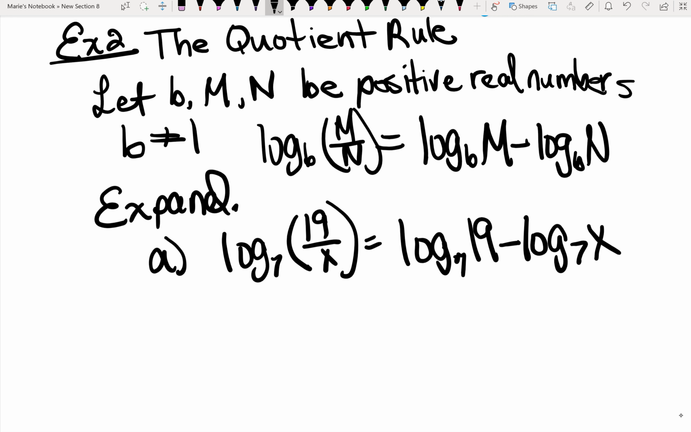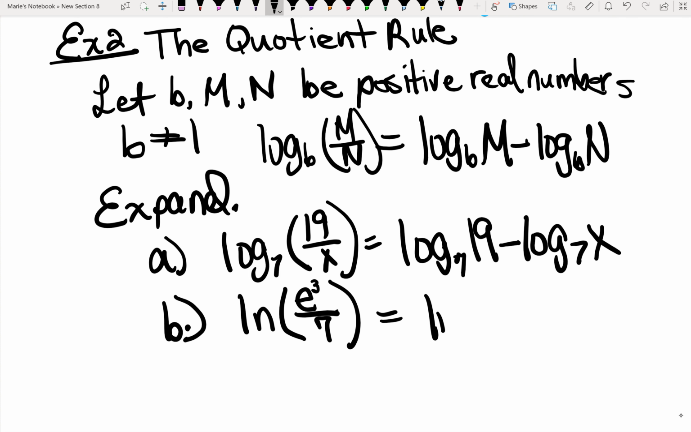Now, the second example they give you does have a little bit of an extra step because it's a natural log and they have a couple of special letters in there, the values. So you have natural log e to the third over 7. And so if we expand this, you're going to end up with, in this case, natural log e to the third minus natural log of 7.